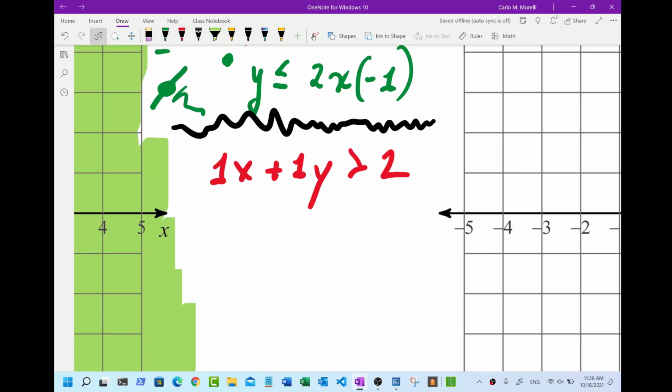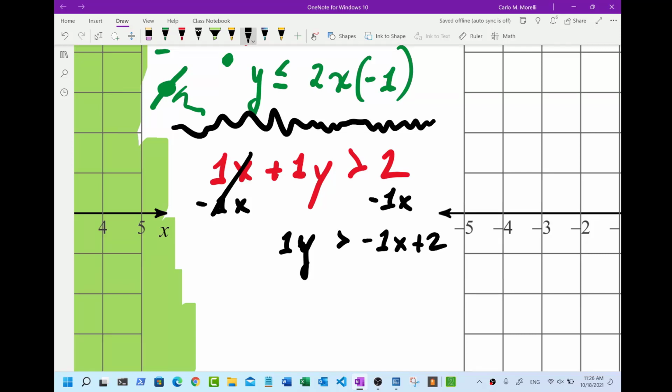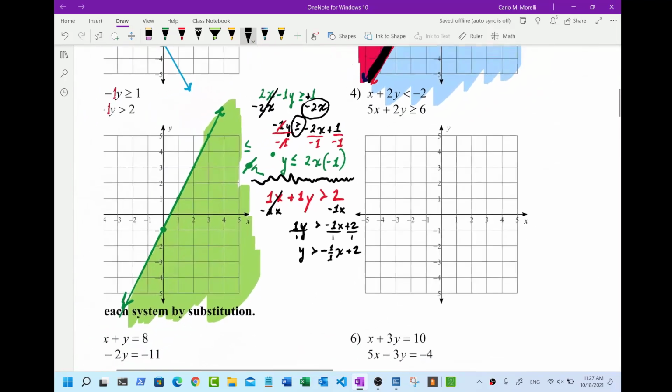Remember, ax plus by equals c. We subtract ax from both sides and divide by b. All right, so we're going to subtract 1x from both sides. The less you think about it, the easier it is. 1y is greater than -1x plus 2. And then divide by 1. That's not going to have any effect at all. So y is greater than -1 over 1, I write it like this so rise over run is obvious, plus 2. So what's my y-intercept? 2.